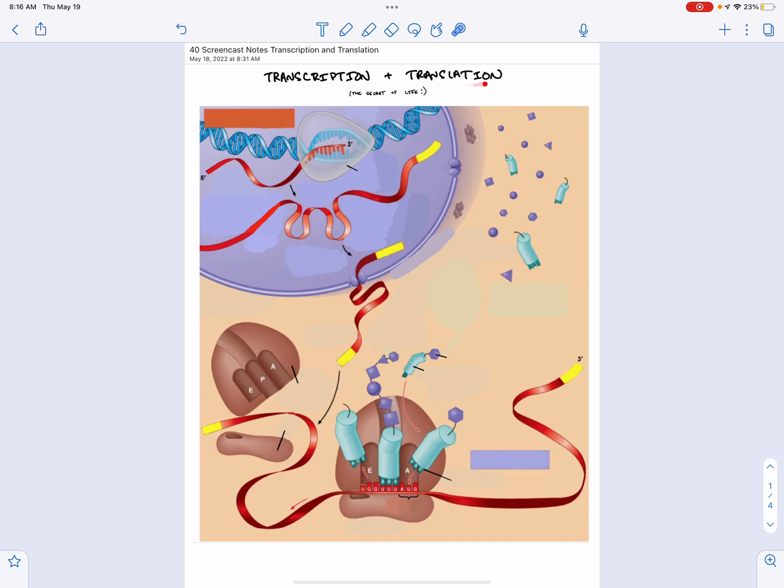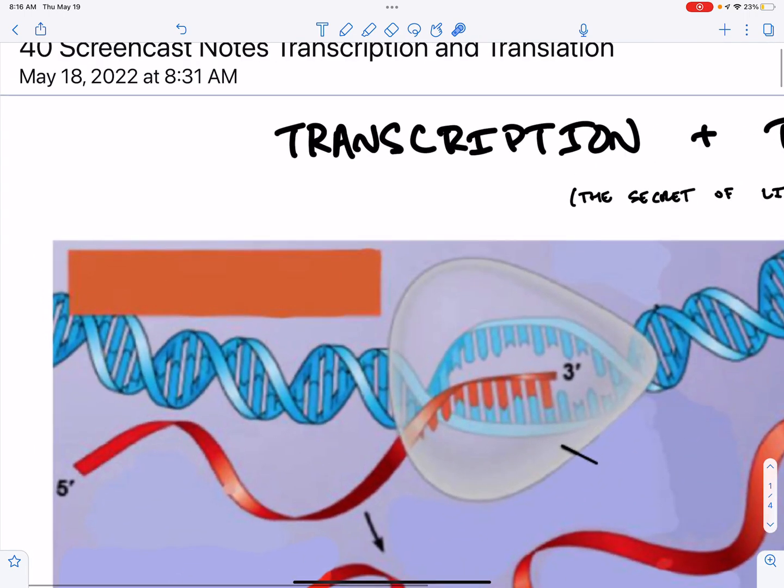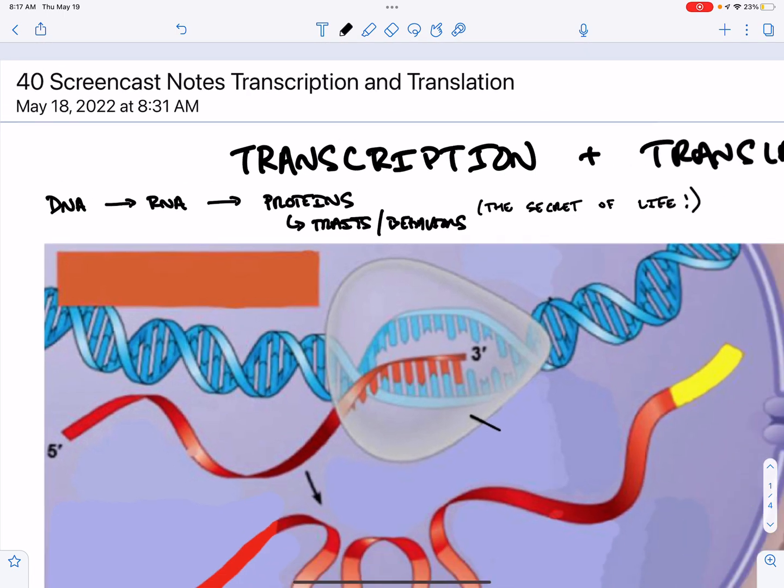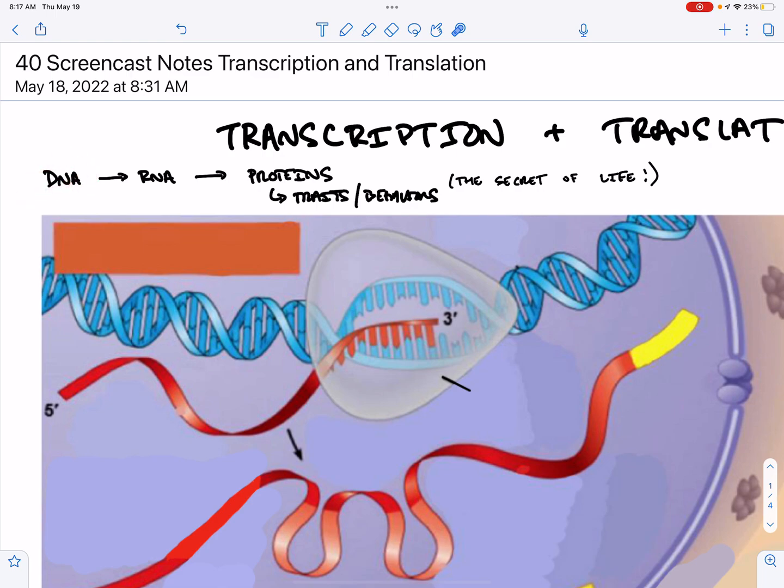So I know we've already talked about this in the process of talking about organelles and an introduction to cytomembrane cycling in the cell. We talked about the central dogma and this idea that genetic information flows from DNA to RNA to proteins, and proteins lead to your traits and behaviors. And all that information is encoded within the DNA.